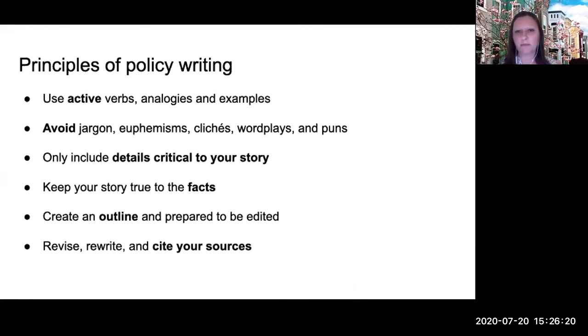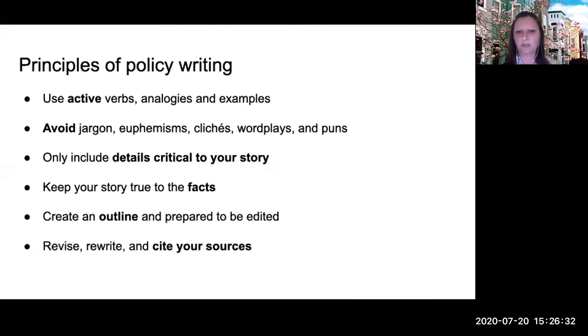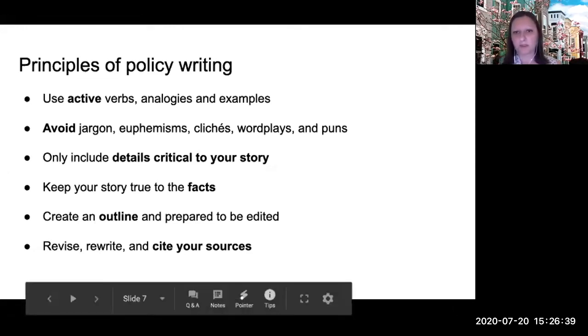And make sure to start with an outline and prepare to have it edited and revised and rewritten several times. I think some people start writing and don't think about this. So it's really important to have a plan and know what the outline is going to be before you start. And always cite your sources as well, if you can. That's important too.